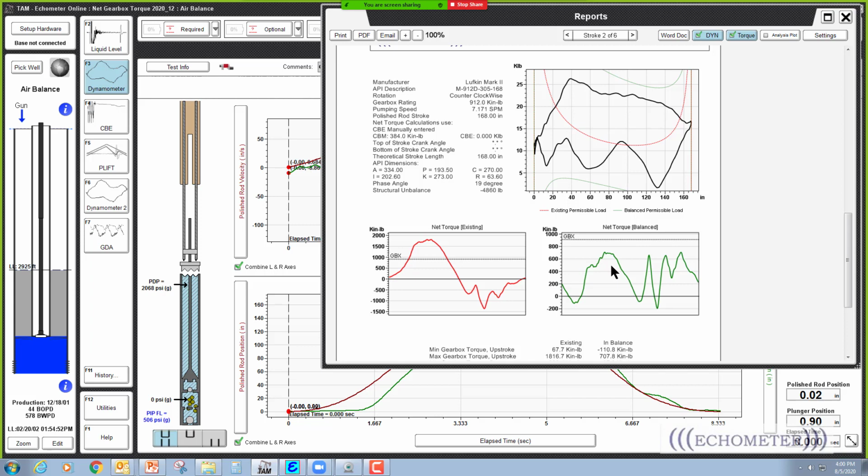But I want you to again notice that when you look at the air balance unit, the torque signature is different than the conventional. It's almost like a Mark, but it's different. It's different than the reverse Mark. So each unit type has its own net torque curve, its own kinematics, motion.